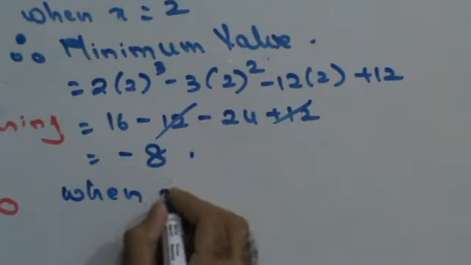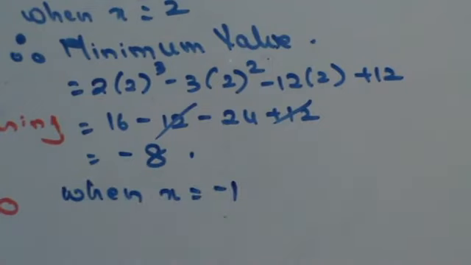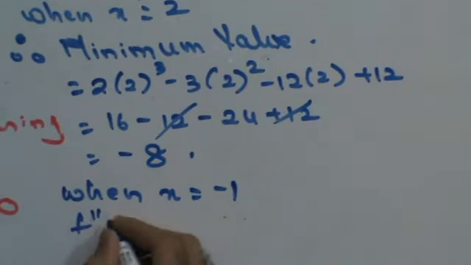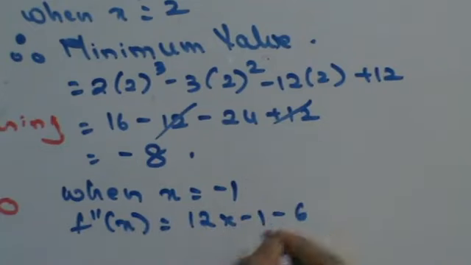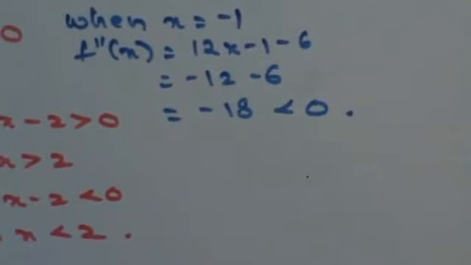But we have also found out that x is minus 1. When x is minus 1, what will be f double bar of x? f double bar of x will be nothing but 12 into minus 1 minus 6, that is minus 12 minus 6, minus 18, which is less than 0. If it is less than 0, then the function is more. You learn it this way: less is more, more is less. If you get f double bar of x to be more, then the function is less. If you get it as less, then the function is more.